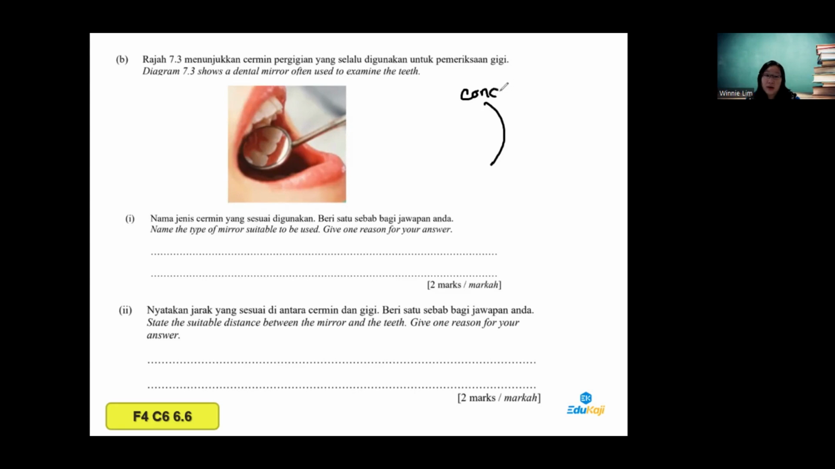To have this result, this is actually a concave mirror. The type of mirror is a concave mirror. And then where is the suitable distance they ask? When they ask you about this, you cannot say near or far. For lenses or mirrors, you must always know about the position. So this focus point, this is the double focus point. You're supposed to place your object less than the focal length.